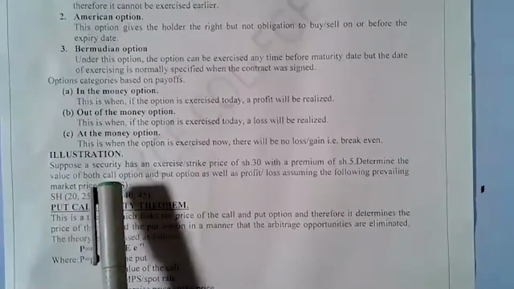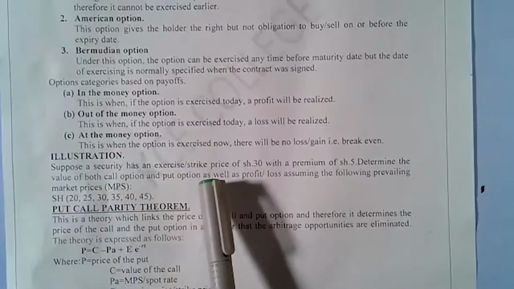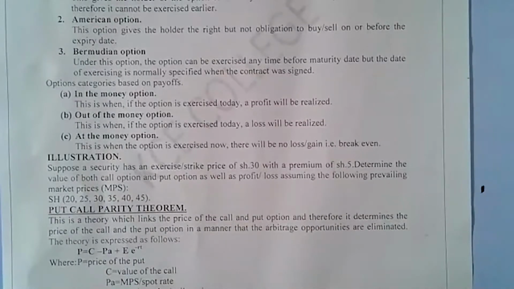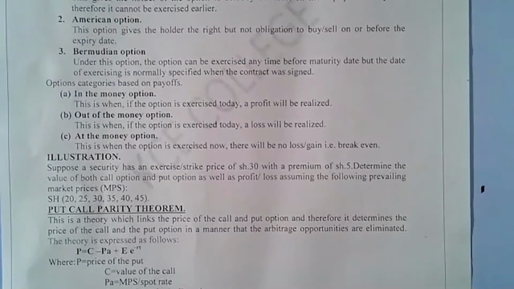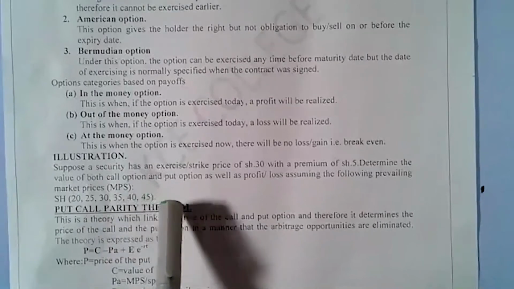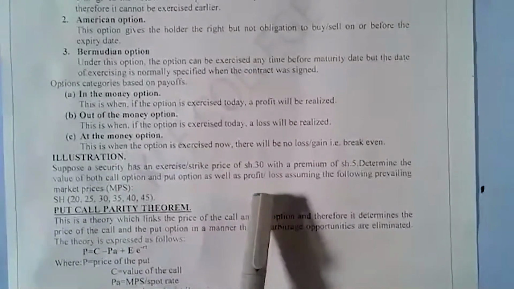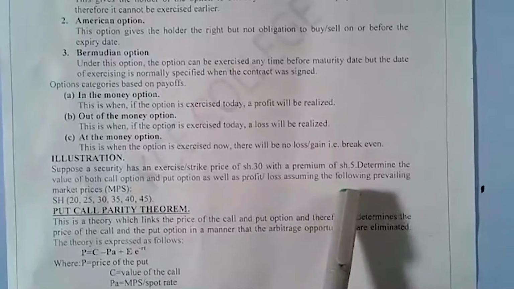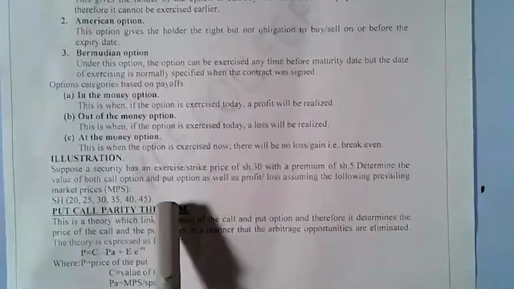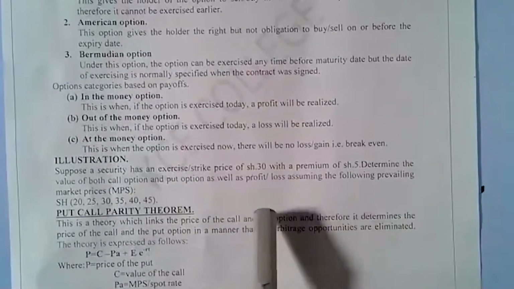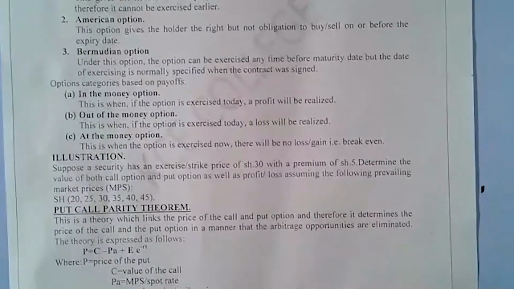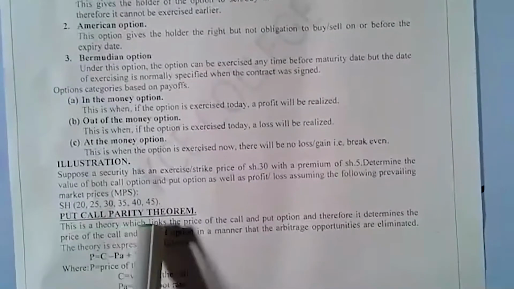Suppose a security has an exercise or strike price of 30 with a premium of 5. Remember, I have said that a premium means an unrefundable fee. That means it's an expense. Determine the value of both the call option and put option, as well as the profit or loss, assuming the following prevailing market prices: 20, 25, 30, 35, 40, and 45.